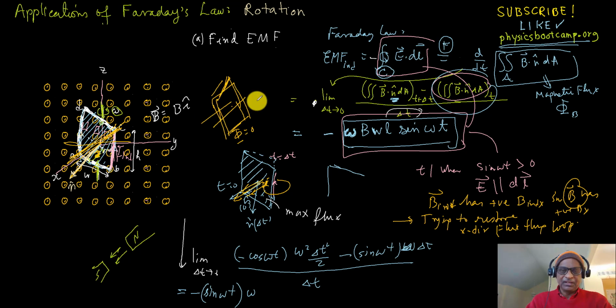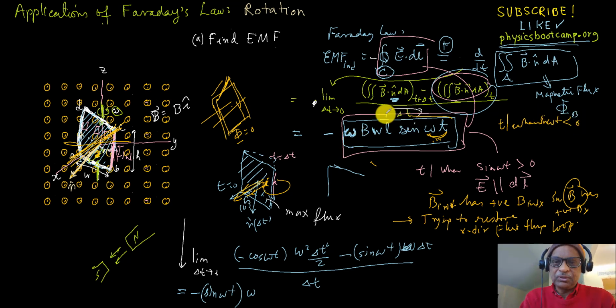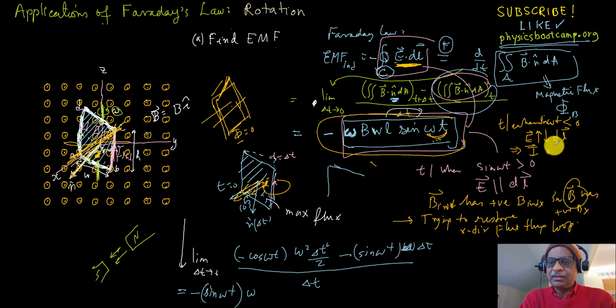So the direction of the induced EMF will change. There will be a time when t is such that sine omega t is less than 0, then this whole thing is going to be positive, and at that point E will be opposite to dl. E will be anti-parallel to dl. That means the current now goes the other way, in the opposite direction.